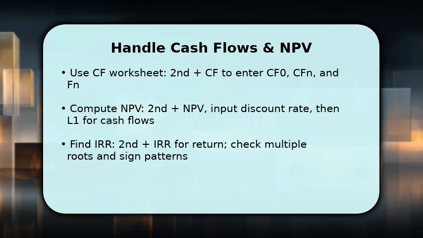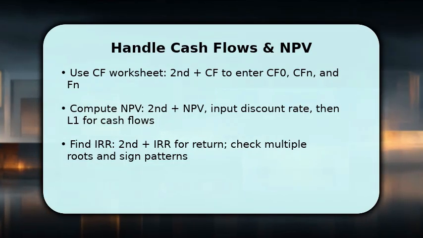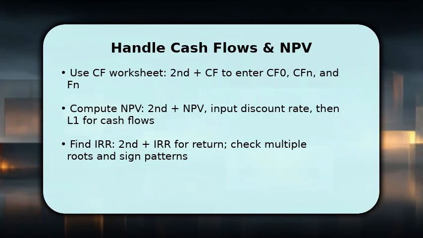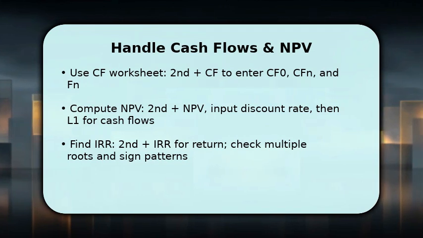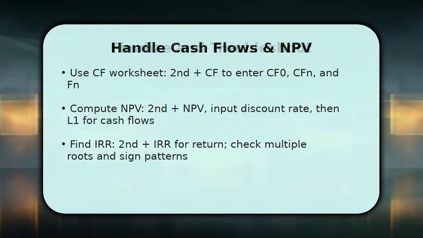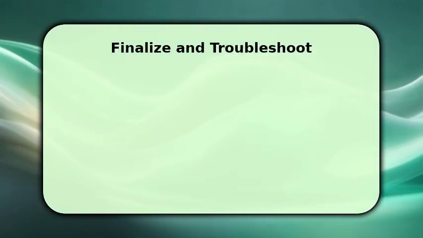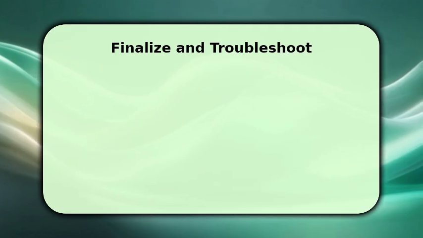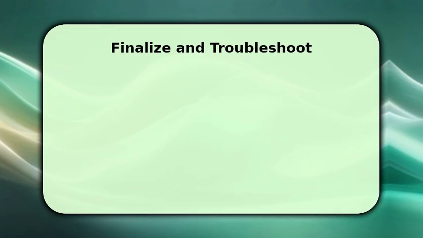Be aware it can produce multiple solutions if signs alternate. Make sure you review the sign convention and, if needed, adjust the CF0 sign so results reflect real inflows and outflows. To finish, store any important outputs to a variable using STO right arrow so you can reference results in later calculations. Once done, run scenario tests by tweaking I% or N to see sensitivity and confirm conclusions.